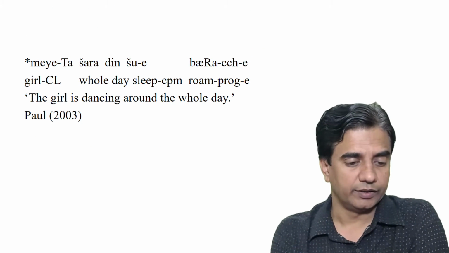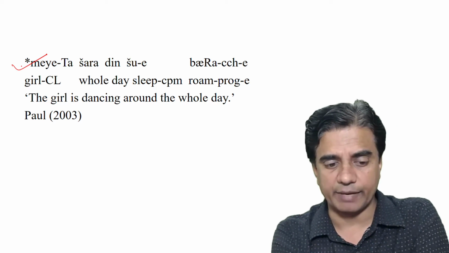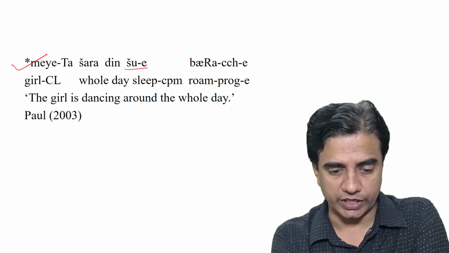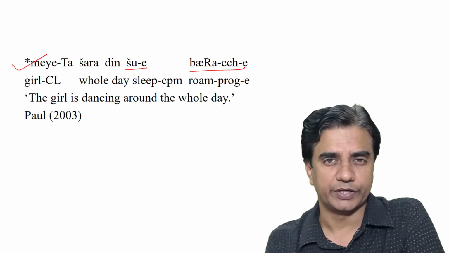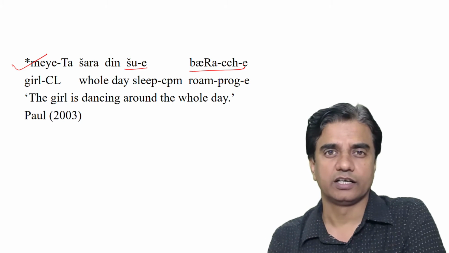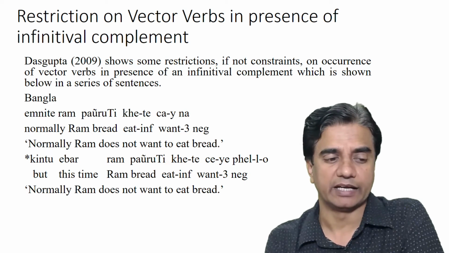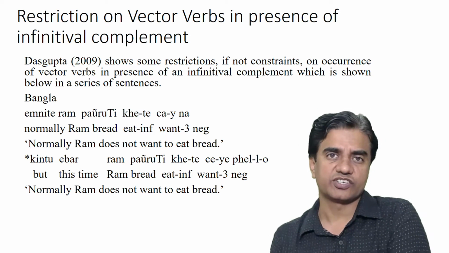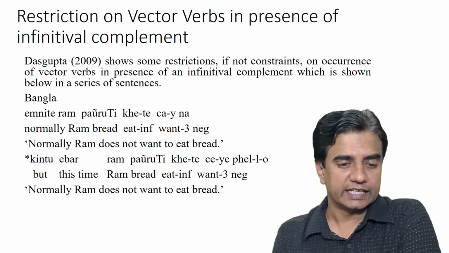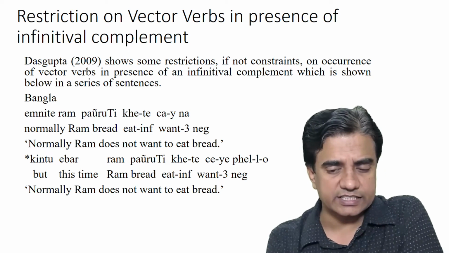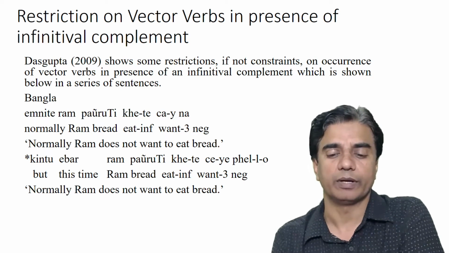As you see here, this sentence is ungrammatical because it puts sona and roaming together. And this will not be allowed because these two verbs are completely semantically opposite. They indicate opposite semantics. There is yet another constraint, coming from Dasgupta 2009, that works on the occurrence of the vector verb in the presence of an infinitival complement.